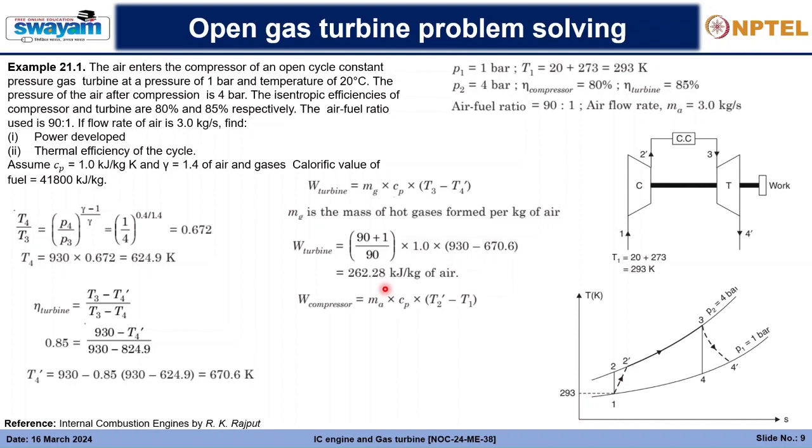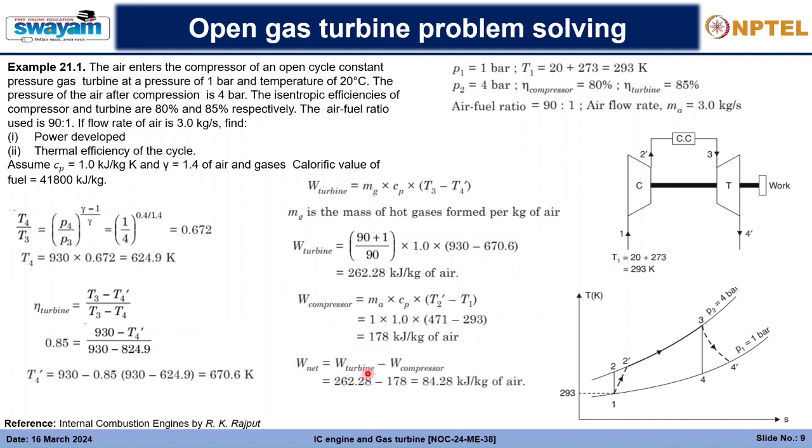Now the work done by the compressor is simply dependent upon the air. So Ma into Cp into T2 dash minus T1, and accordingly we have 471 minus 293, and we will get 178 kilojoule per kg of air. Just see the values. Out of 262, 178 is consumed in driving the compressor.